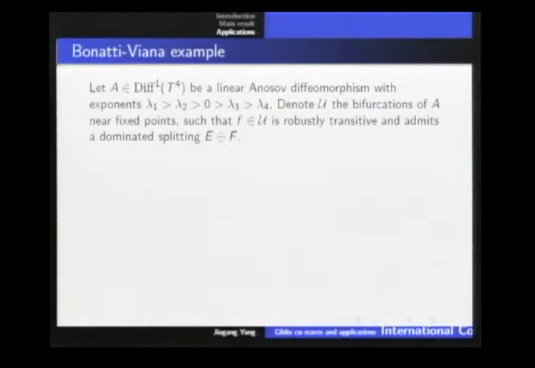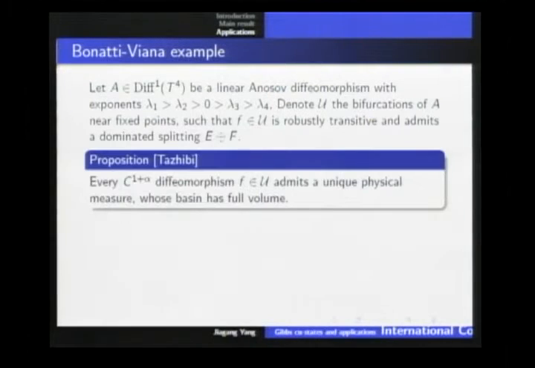Okay, this will be another example. The Bonatti-Viana example. The Bonatti-Viana example is a derived Anosov. You have a four-dimensional linear Anosov, so you have four directions. Lambda one is unstable, stronger. E2 is weak unstable. And then weak stable and strong stable. And somewhere you do the perturbation or bifurcation near some fixed points. Finally, you will get an open set of diffeomorphisms which is robustly transitive, with dominated splitting, and none is hyperbolic.